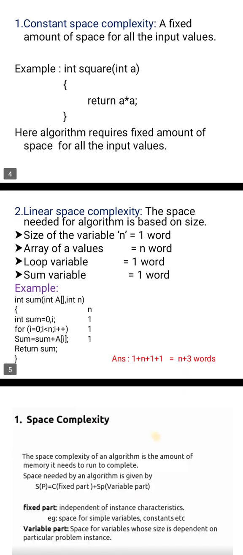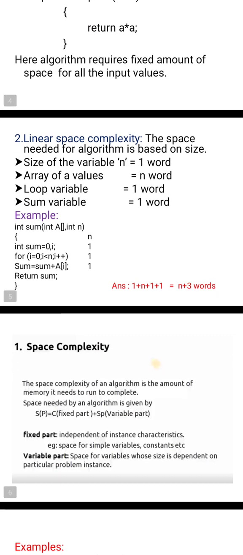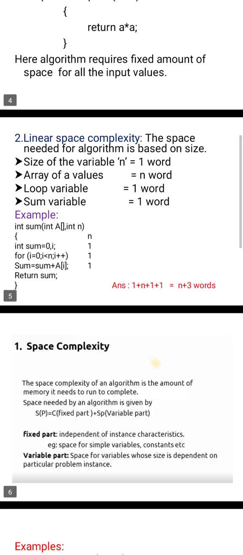What is meant by linear space complexity? The space needed for the algorithm is based on the input size. The variable n requires 1 word, the array of variables requires n words, the loop variable requires 1 word and the sum requires 1 unit. So a total of n plus 3 words is the space required for calculation.